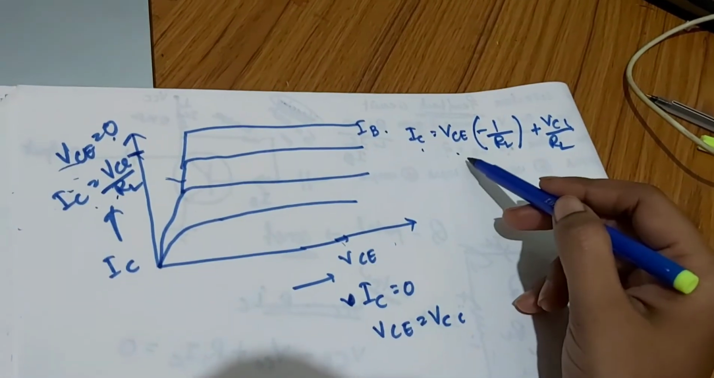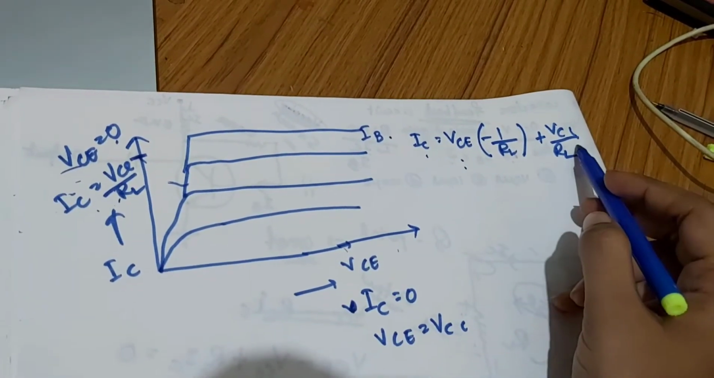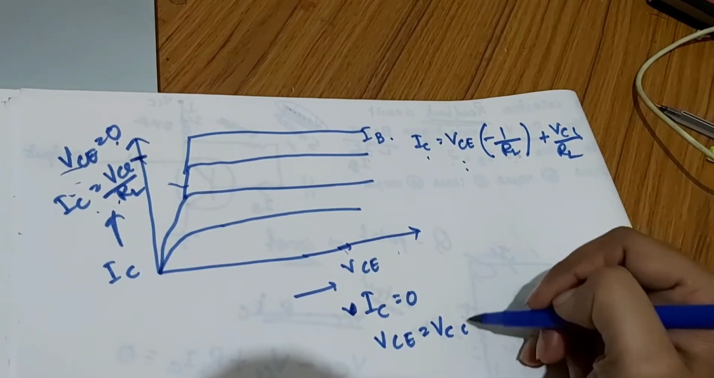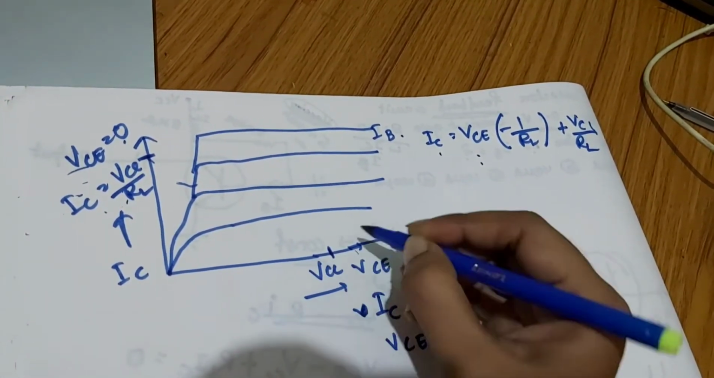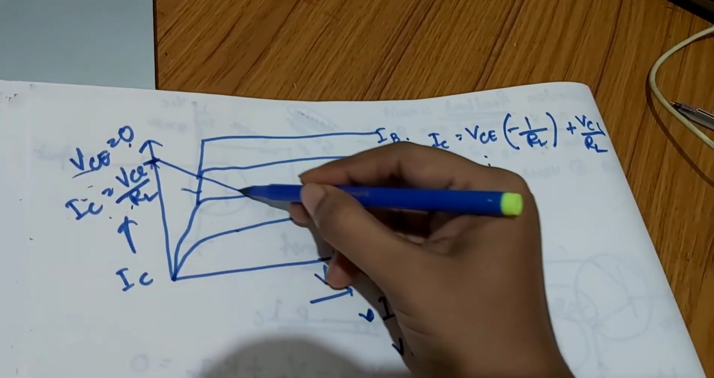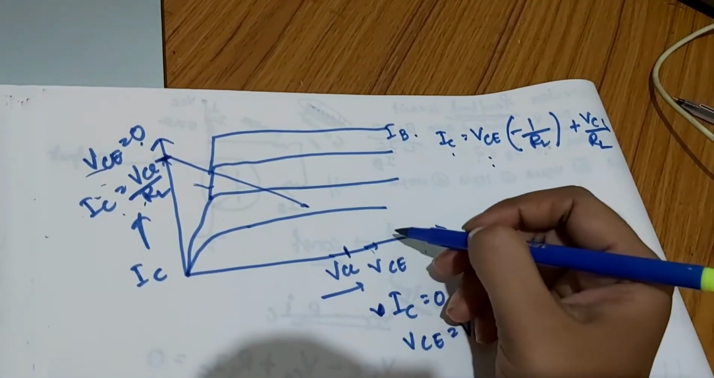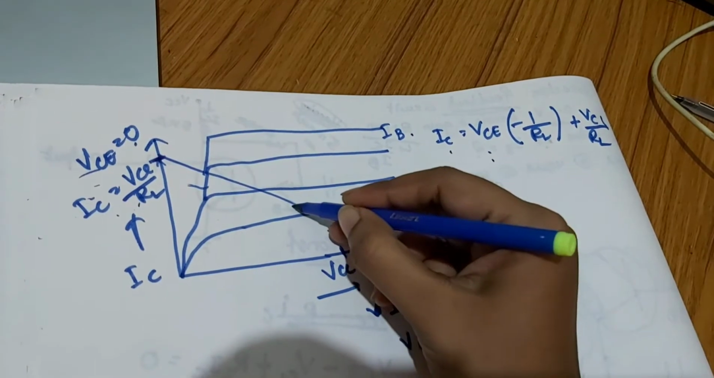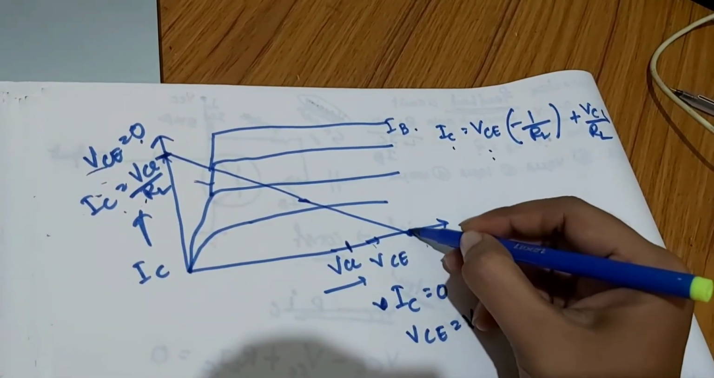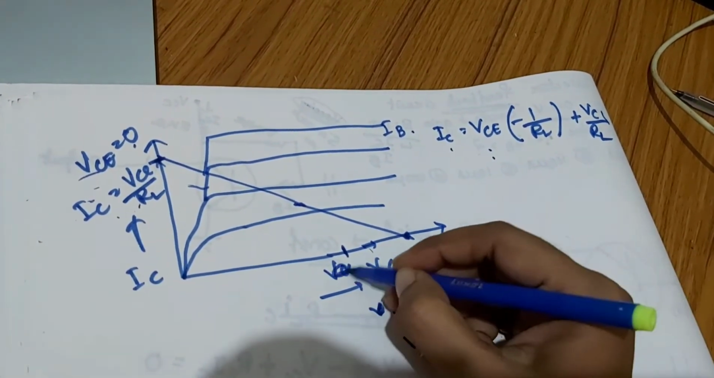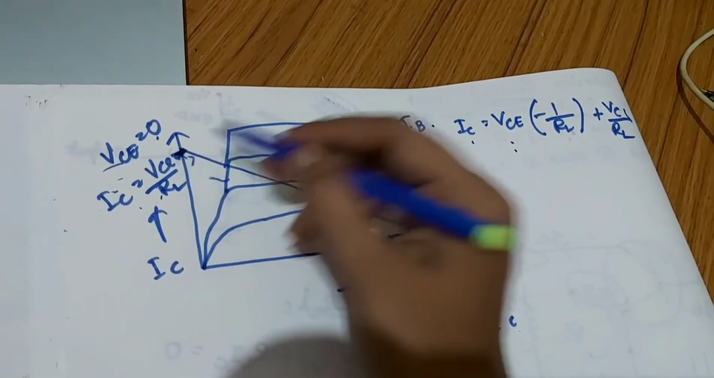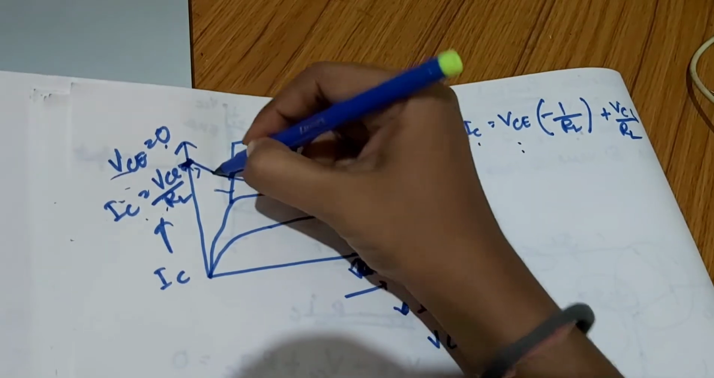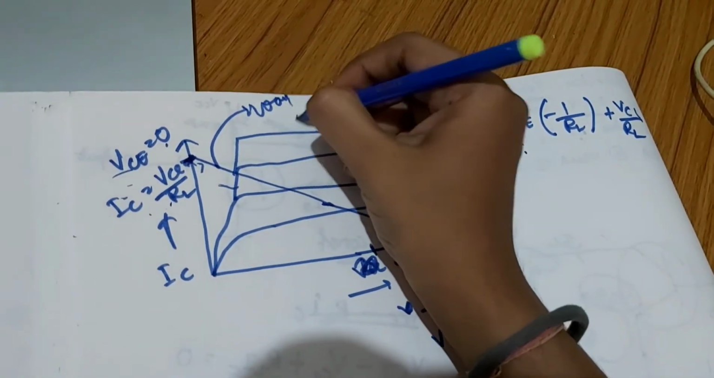For IC equal to 0, I get VCE equal to VCC. So I get a point over here, VCC. Just I will change the notation here. This is my VCC and this is VCC by RL. So this is known as the load line.